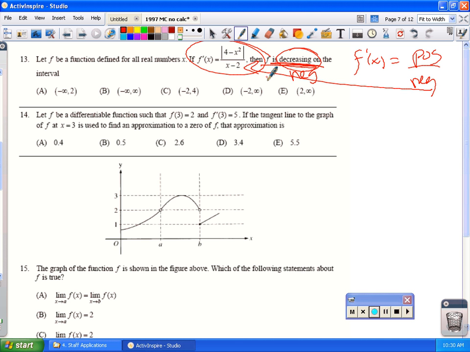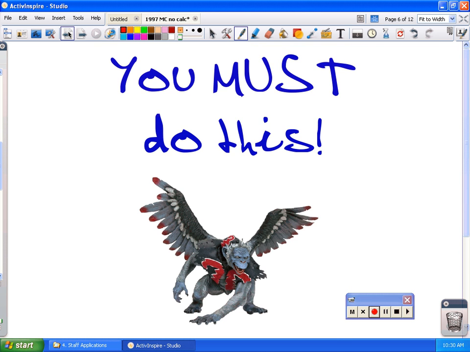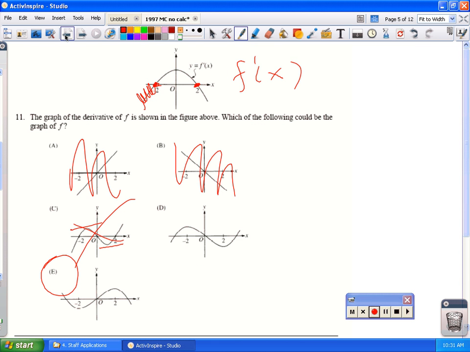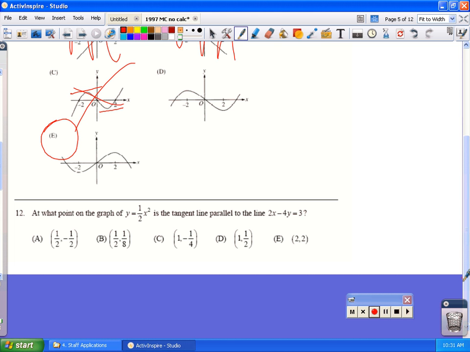Did I skip 12? Did I not? Why did I skip 12? Why wouldn't it turn back? Did I just not pull the page down? Oh, yeah, 12, that easy one. All right, here we go.